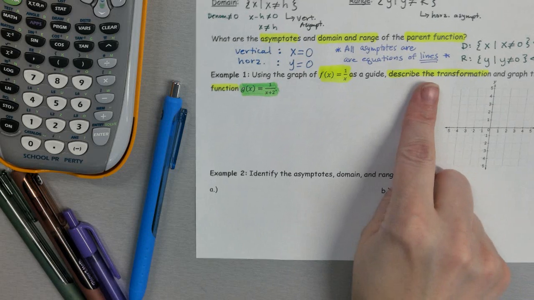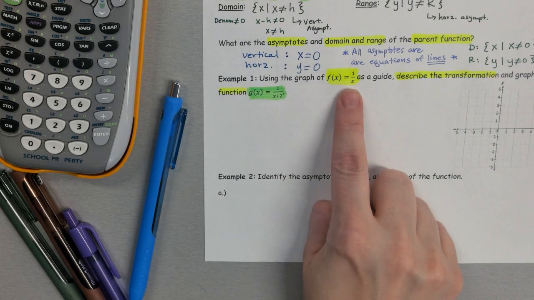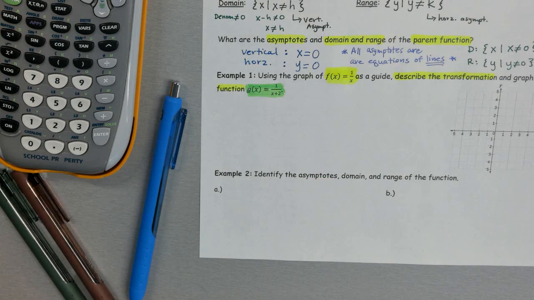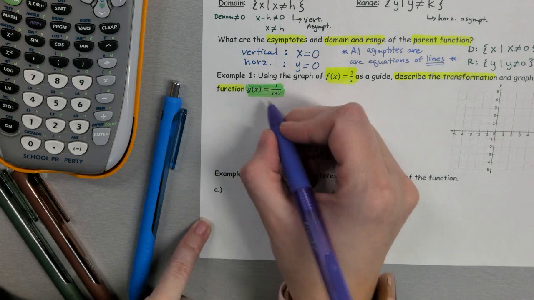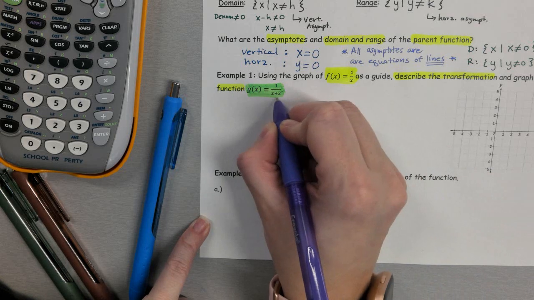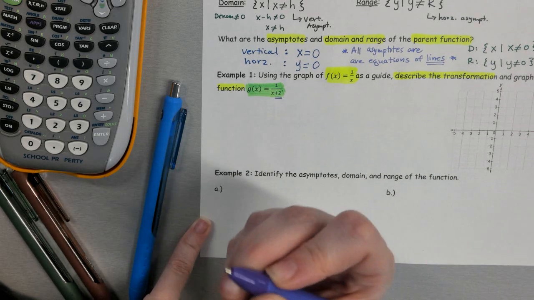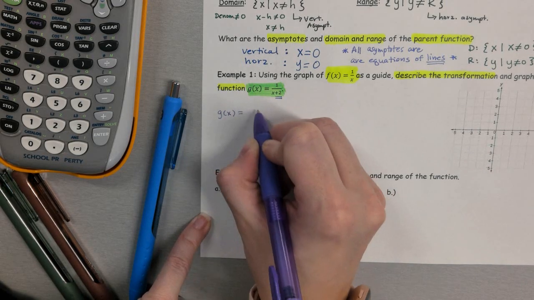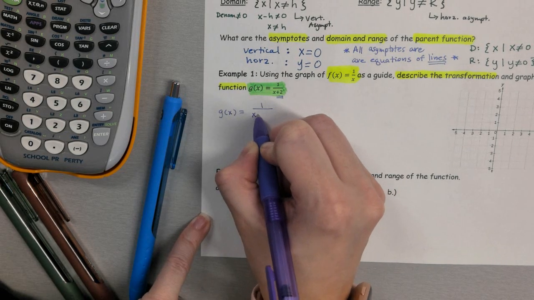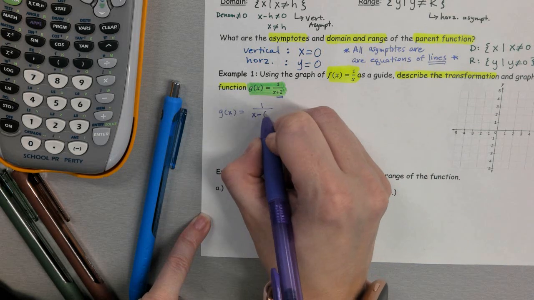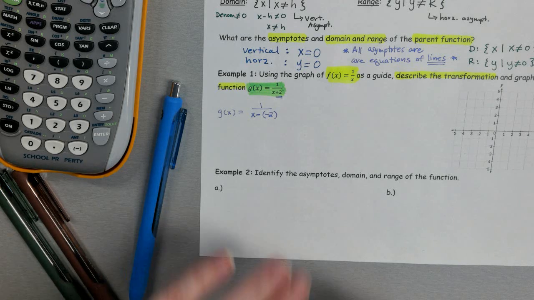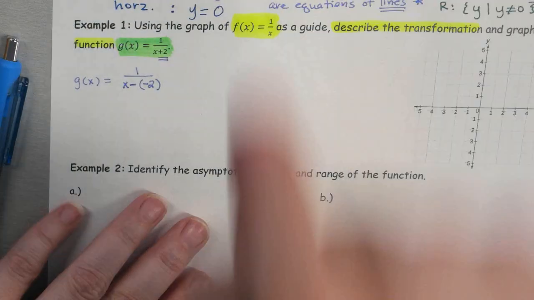Okay, so the first thing you want to do is describe the transformation. So if we start with 1 over x, we have 1 over x plus 2. The only thing that's different is what? Yeah, that plus 2, which is the horizontal translation. Remember that we talked about you have x minus. So if you think of this as x minus negative 2, that's going to tell you what your h value is.